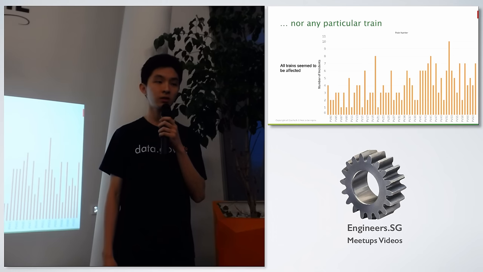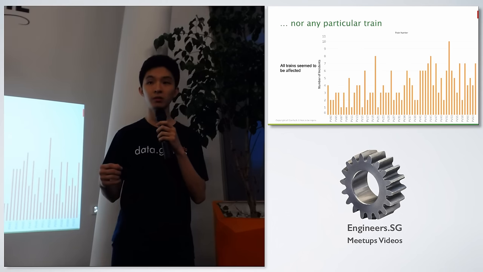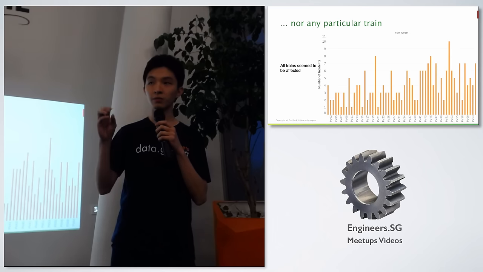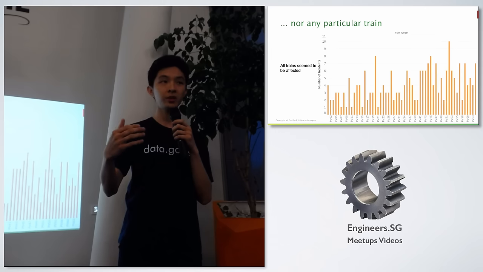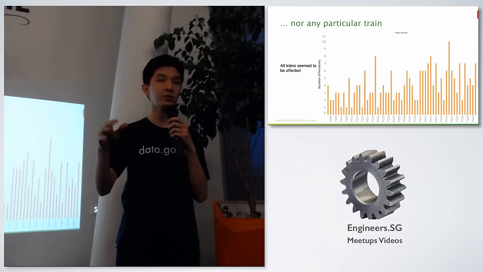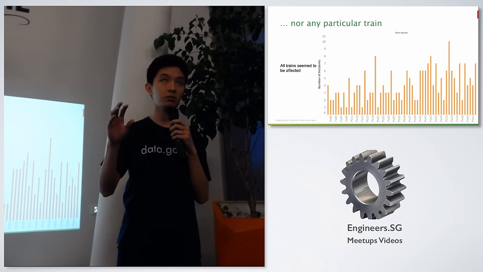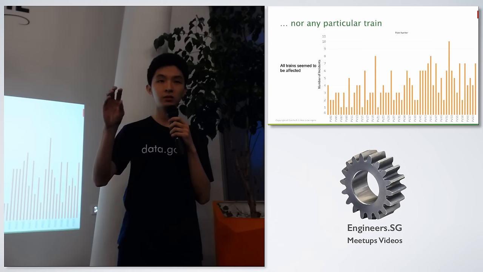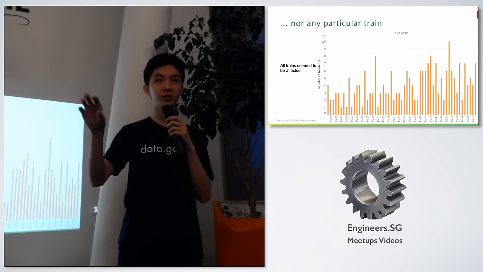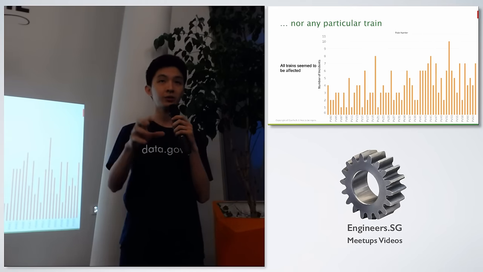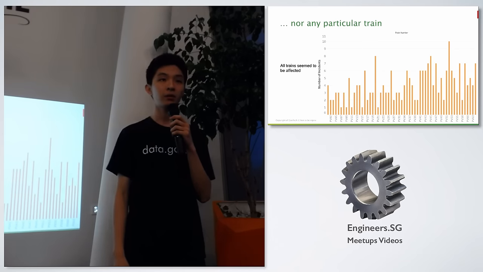SMRT has many engineers, and the problem, I guess, was that they didn't have the benefit like us of not being experts in this area. From what I recall, from what they told us, they were looking into small details, like could it be this component that failed, could it be that component that failed, and they couldn't get an overall big picture.